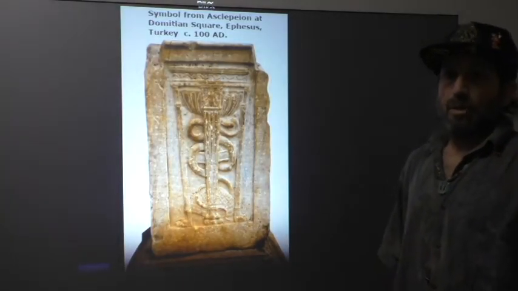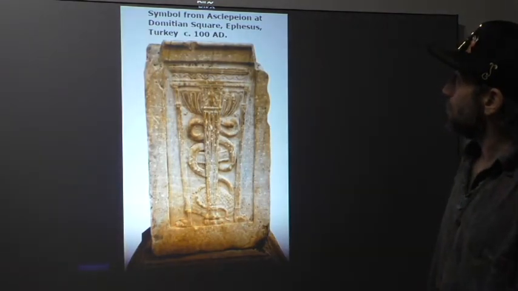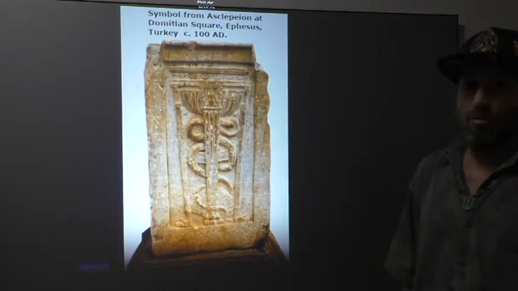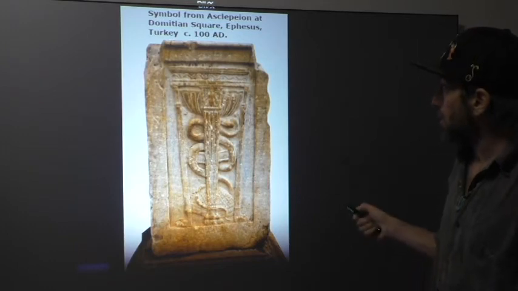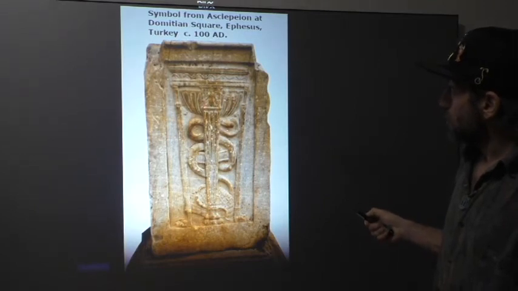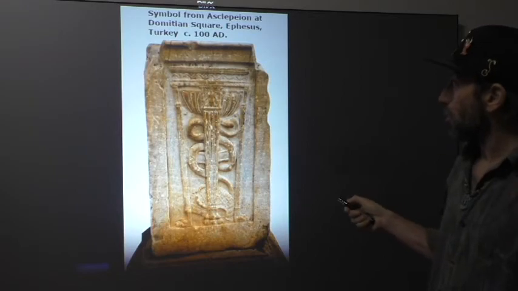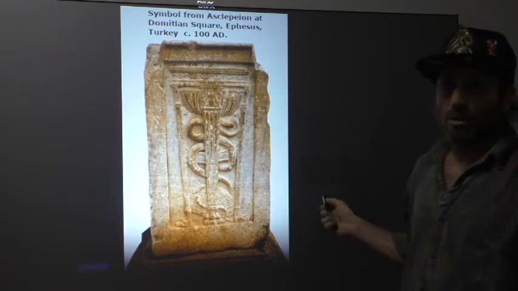Here's another Asclepius symbol of the caduceus, from an Asclepion at Domitian Square in Ephesus, Turkey from 100 AD. And in this case, you can see the gills, the striations of the cap of the mushroom all along here. The serpent, once again, is wrapped around it, and in this case, there's more of a defining mushroom symbolism.